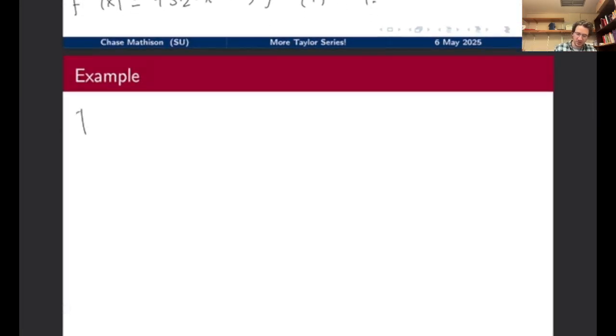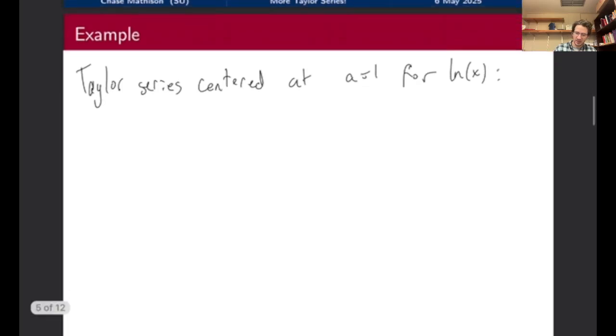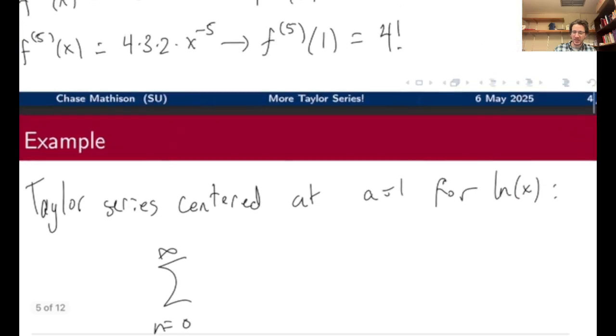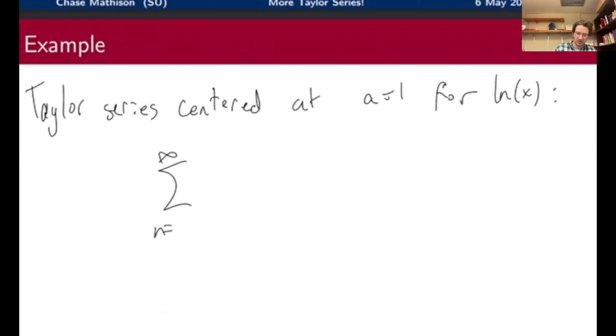The Taylor series centered at a equals 1 for natural log of x is given by the sum n equals 0 to infinity of, well, so actually when n is 0, we get 0. So I can actually get rid of that 0 there. And what we're actually looking at is the nth derivative of f at 1 over n factorial times x minus 1 to the n.